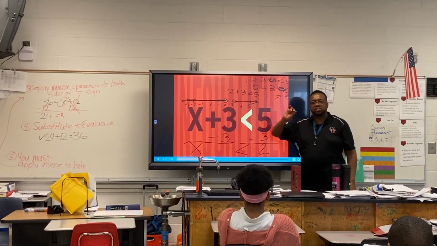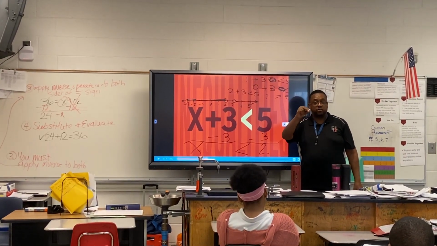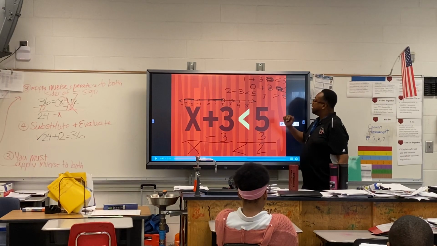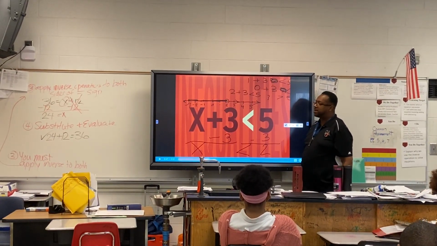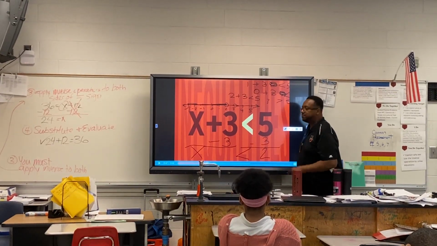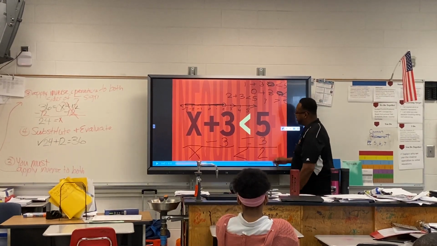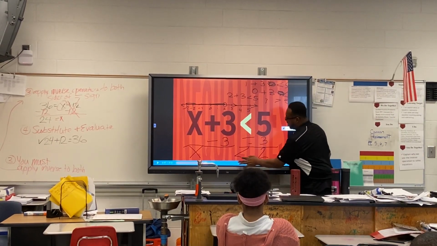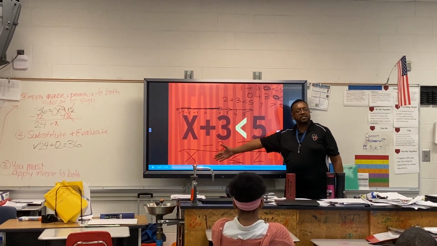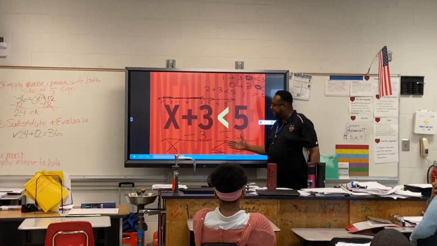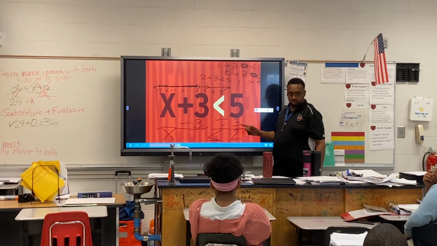Now, so we can understand the difference in the open circle and closed circle philosophy, how can that circle be closed? If I put a line under it, that makes it on the line, so it makes it less than or equal to. Now the inequality says X is less than, but it can also be equal to 2.